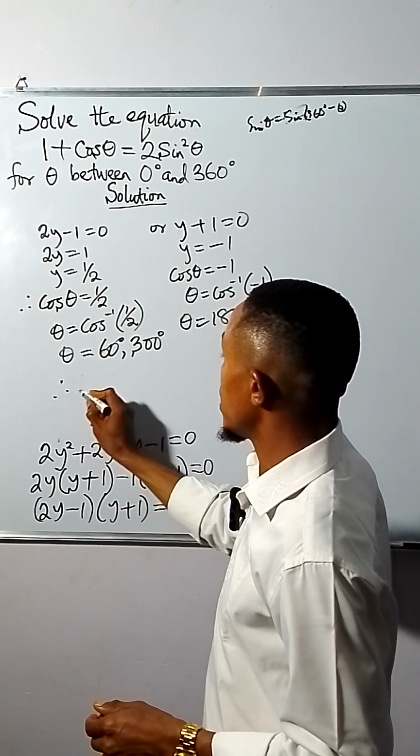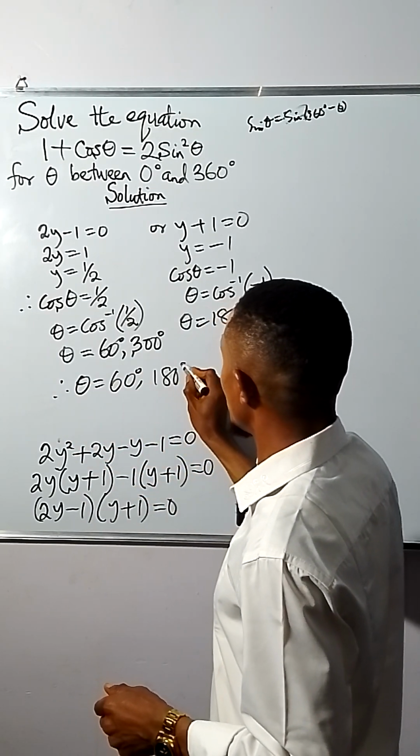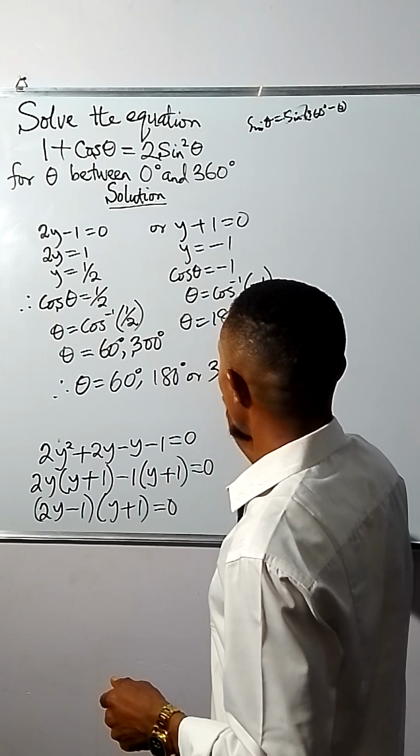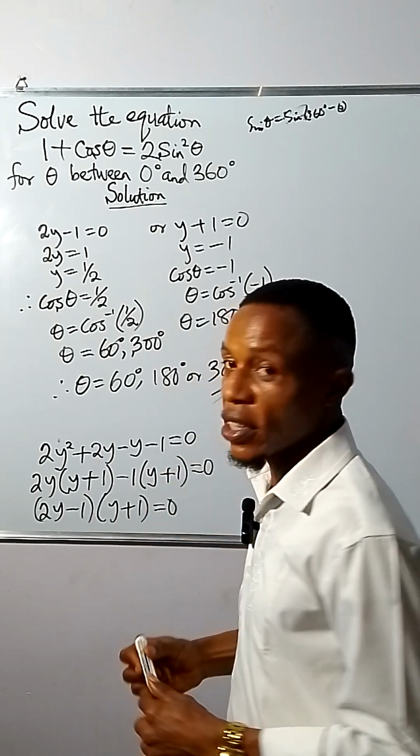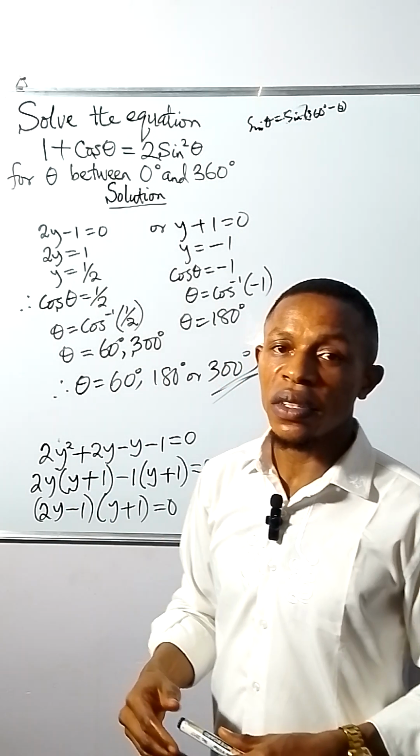We now summarize and say therefore theta is equal to 60 degrees, 180 degrees, or 300 degrees. Alright, so these are the values of theta between 0 and 360.